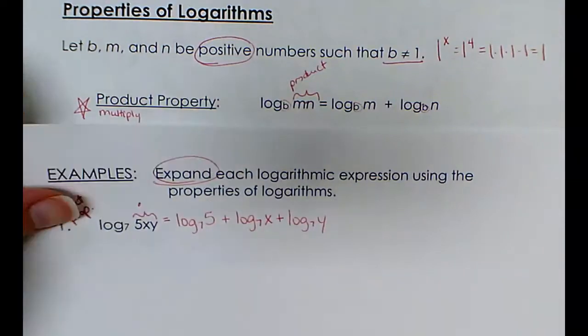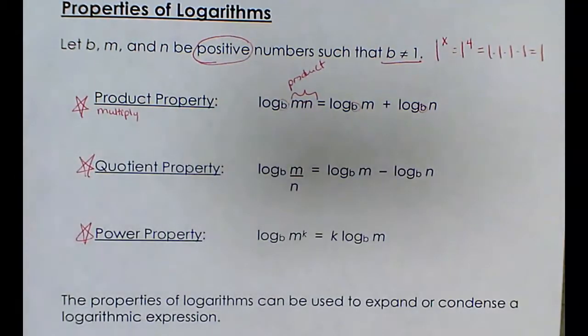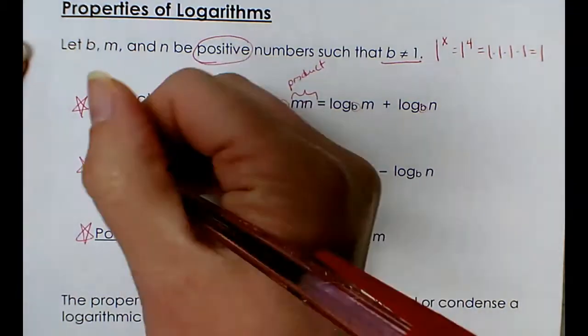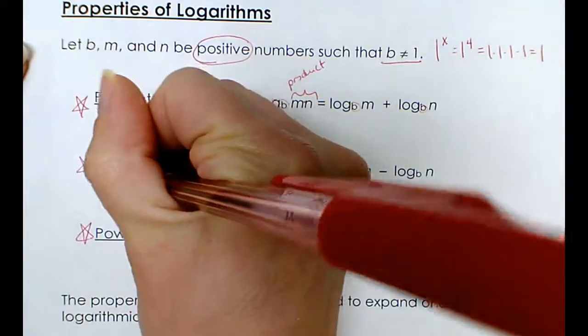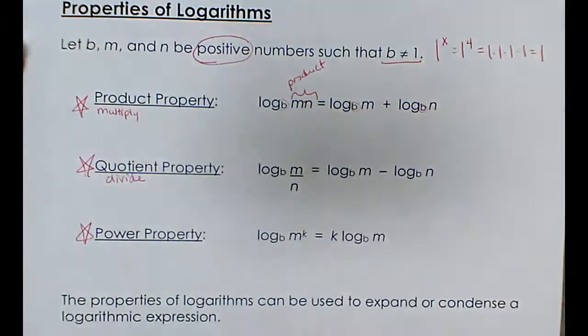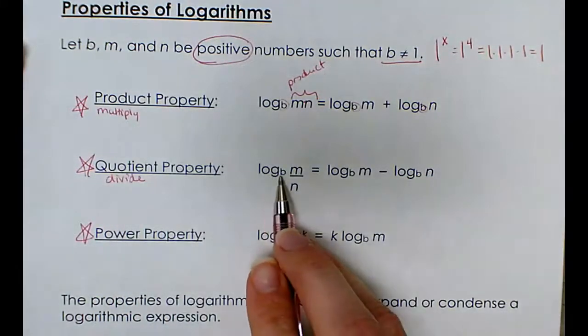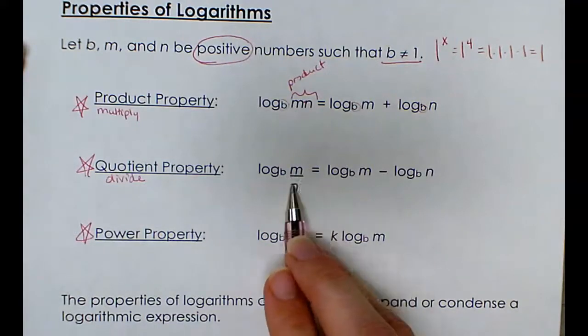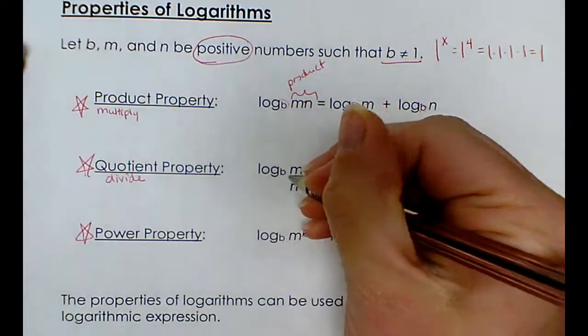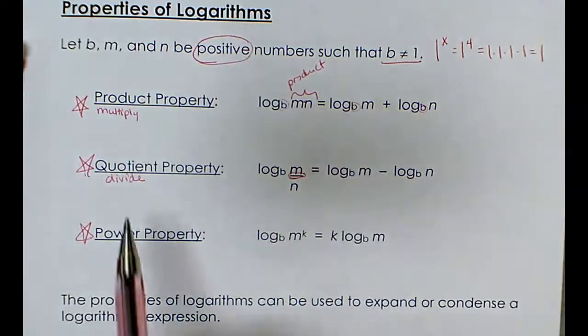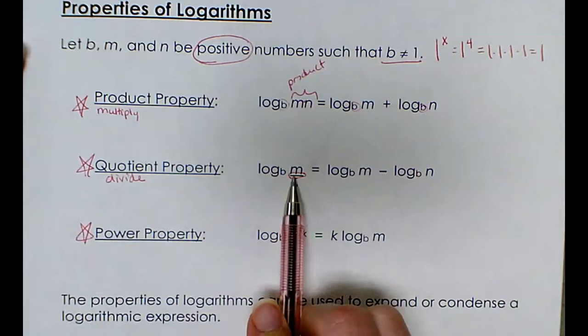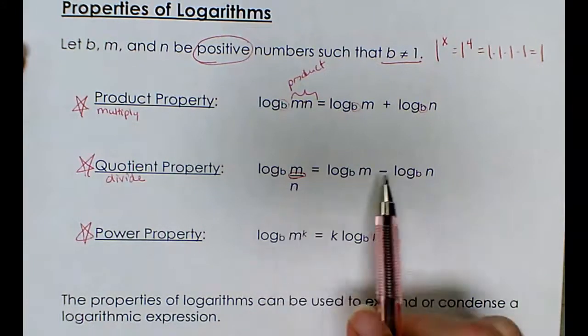Okay, so let's go back to our properties. The next one we want to talk about is the quotient property. Quotient means to divide. You can recognize that you should use the quotient property when you have log base something of a fraction or a division problem here. So this little division bar indicates that it's division and you're using the quotient property. If you are dividing two numbers, typically that makes numbers smaller. The other operation that makes things smaller is subtraction.